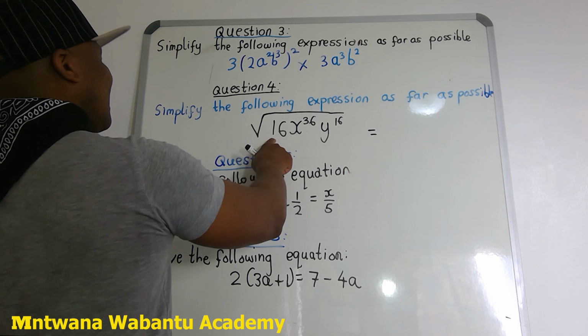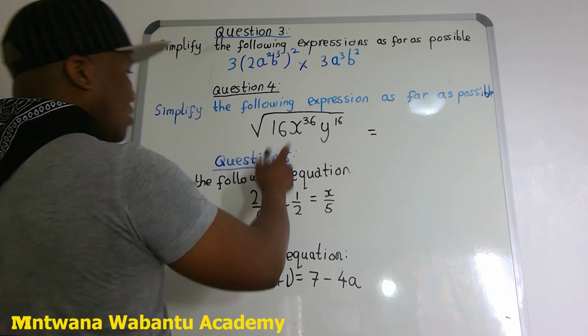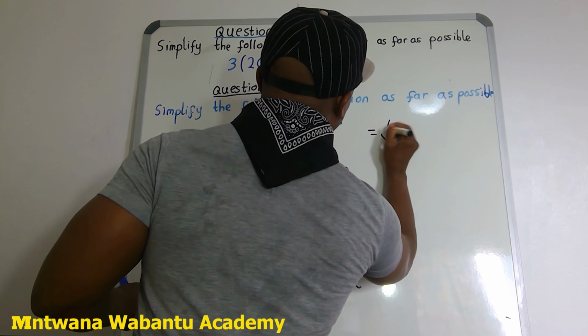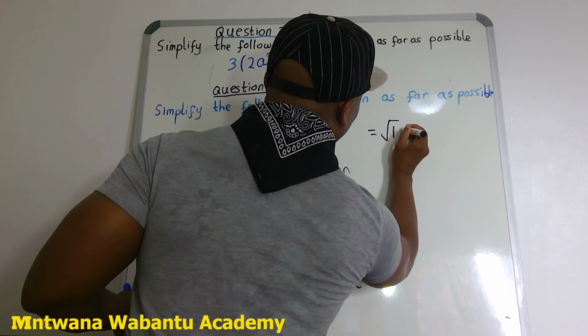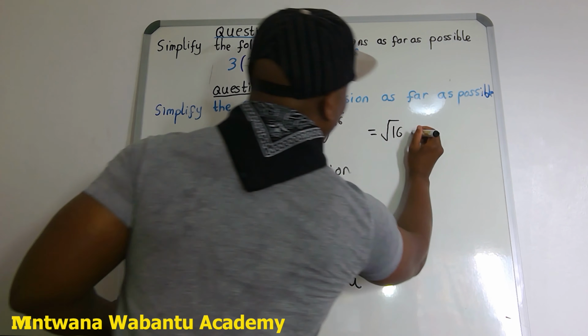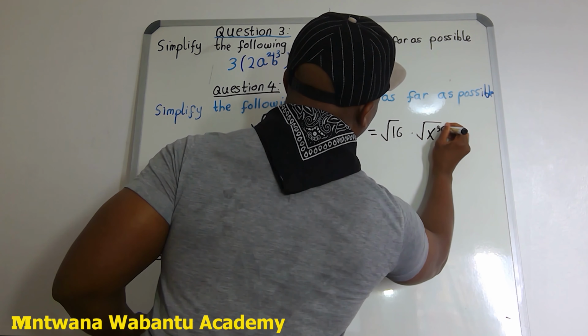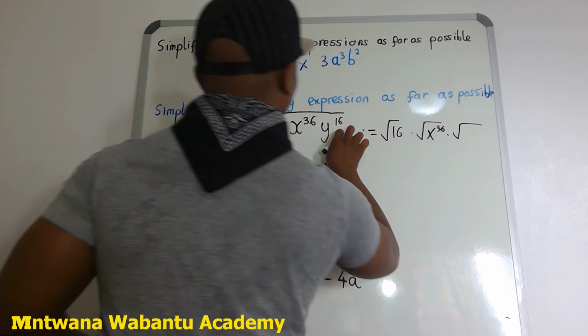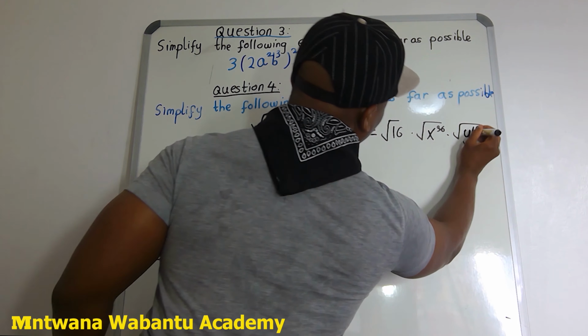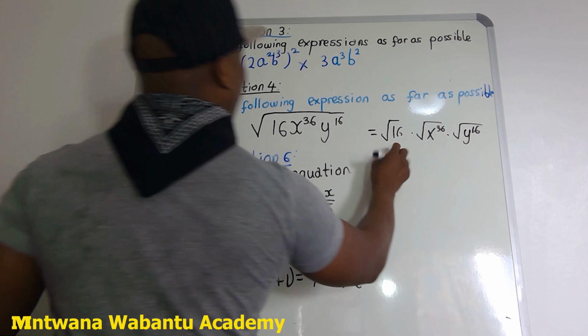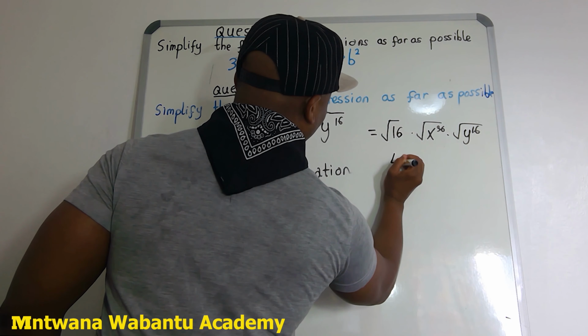Look, this 16, if you square root 16, you can separate. Let's put separate square root for each one. And then you can say square root of 36, x power 36, and then square root of y power 6 is acceptable. If you put this in the calculator, square root of 16, you get 4.